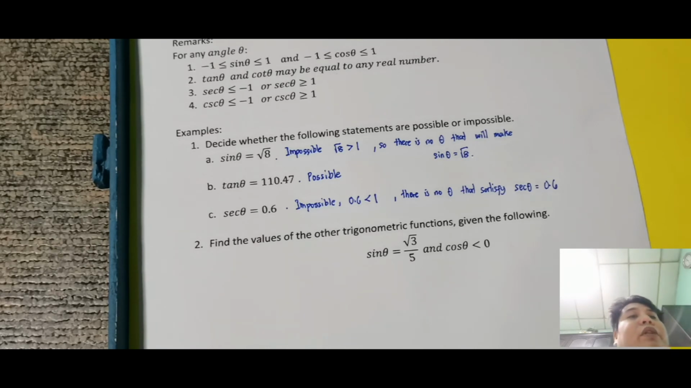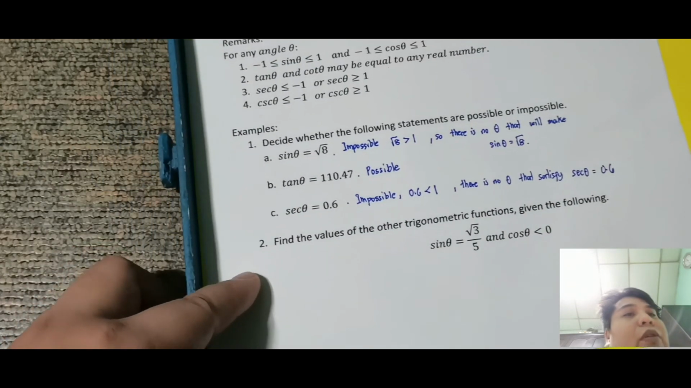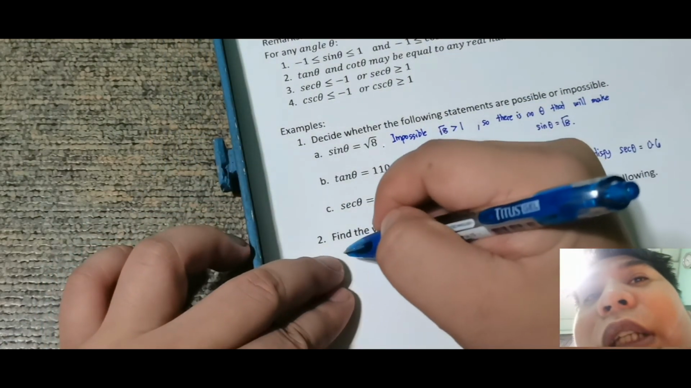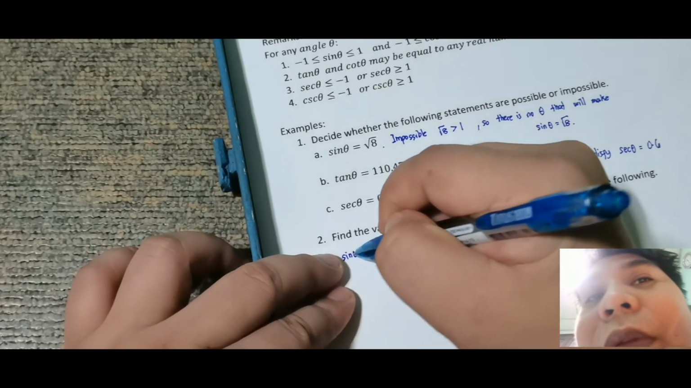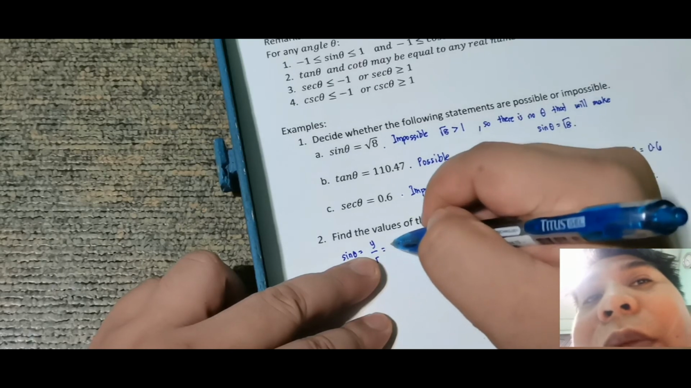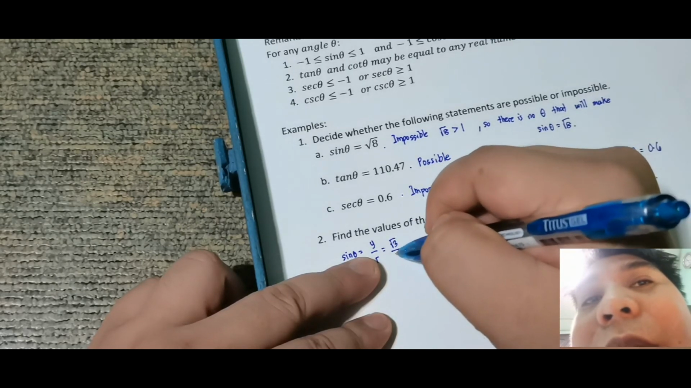Find the values of the other trigonometric functions given that sine theta is equal to square root of 3 over 5 and cosine theta is less than 0. So, medyo nakagulat, no? If si cosine theta is less than 0, therefore, si cosine theta is negative. Tama? So, ano ba ibig sabihin ng square root of 3 over 5 na yan? Note that sin theta is equal to y over r, which is square root of 3 over 5.